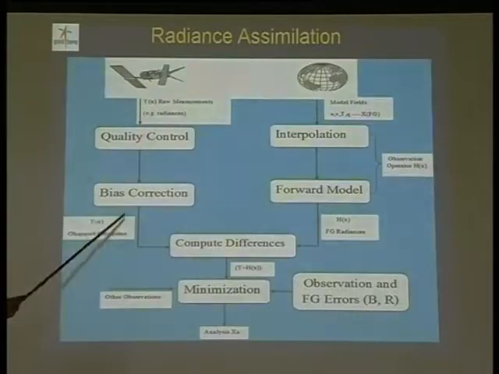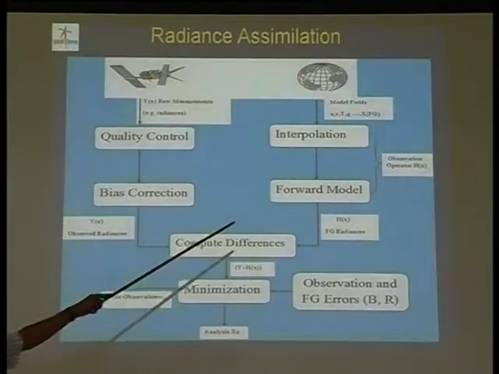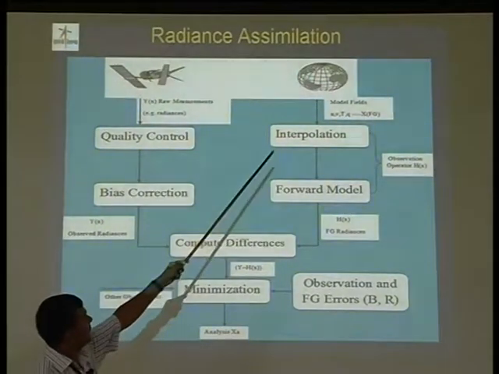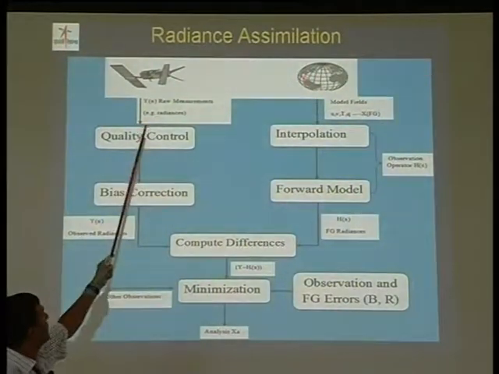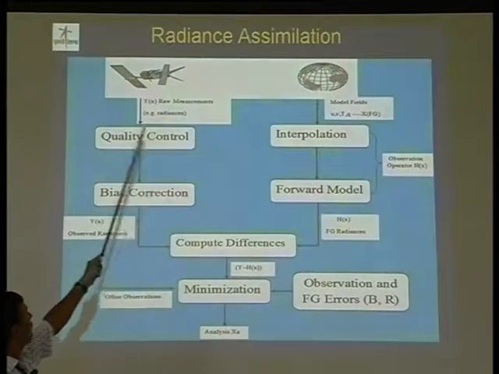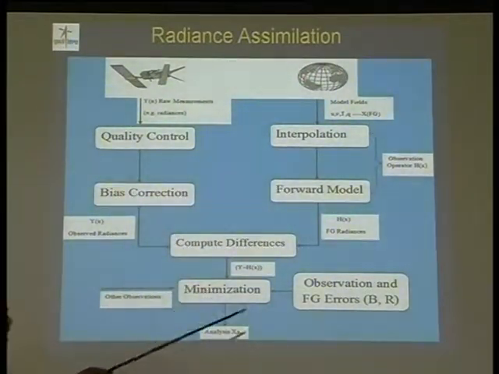So you have to do some bias correction in this one. And then you need a forward model operator here so that you can convert model fields of temperature, humidity profile into the satellite equivalent radiances. Then compare these radiances and minimize the error between these two. So this way you can directly assimilate radiances.